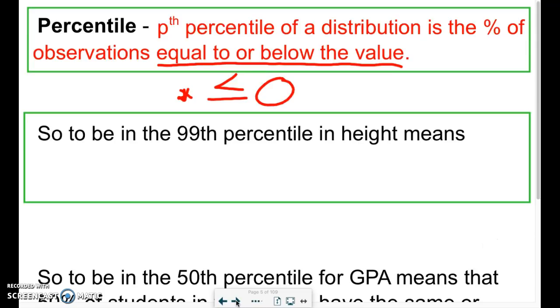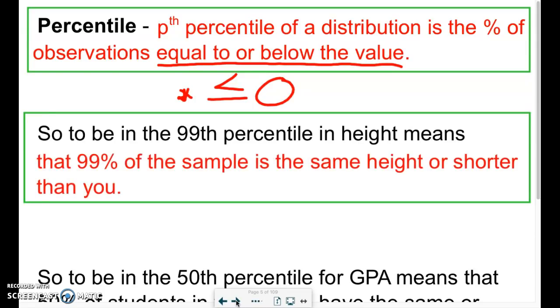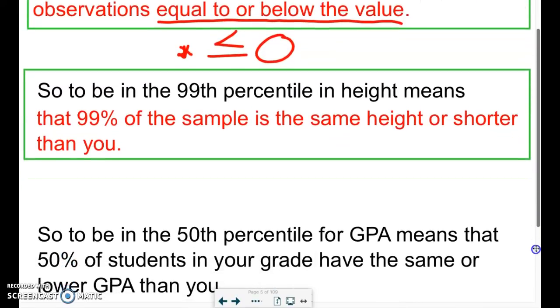Okay, so to be in the 99th percentile in height means this. 99% of the sample, or the other people who had their heights measured, is the same height or shorter than you. That definitely is not Vaskey. I am not the 99th percentile. Never have been, never will be. But maybe it's some of you in class if you're on the taller end of the spectrum.